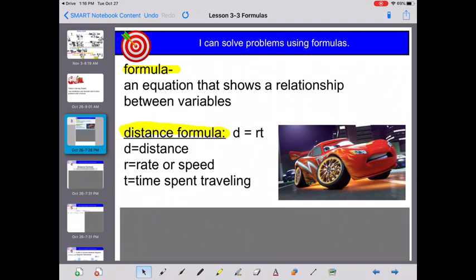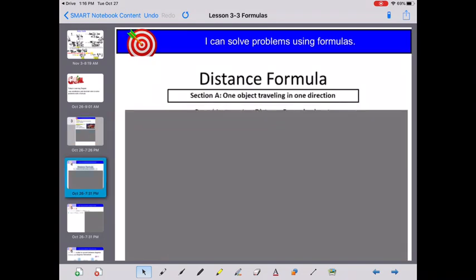Everybody make sure you get this written down, and then we're going to move forward. Let's practice using the distance formula.